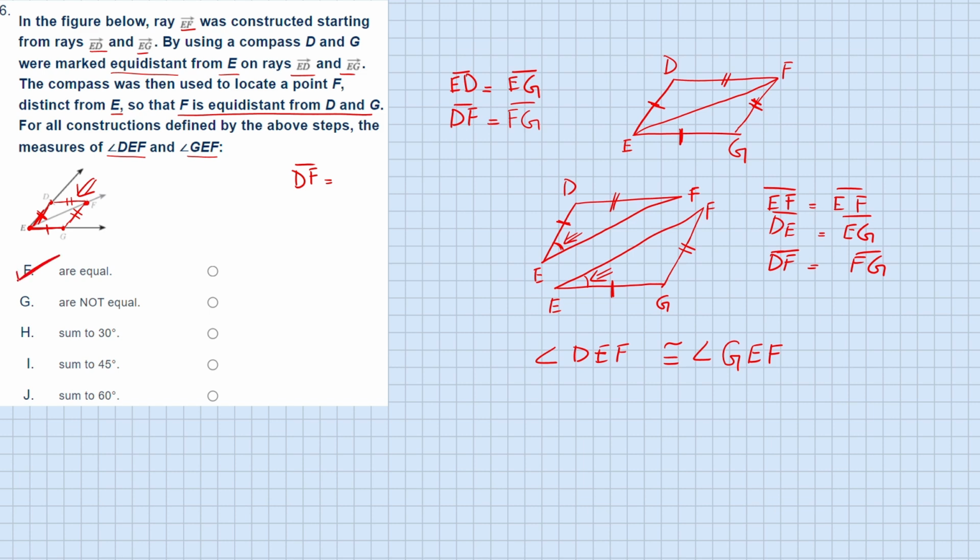So we can say F is our correct answer. Both the measures of angle DEF and GEF are equal. So this angle is GEF and this angle is DEF. Both the angles are equal. So now we can go to the next question.